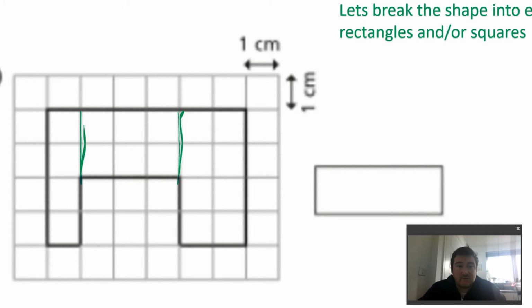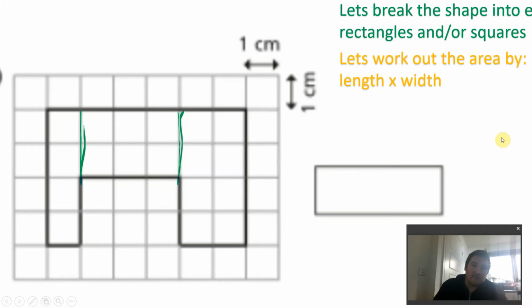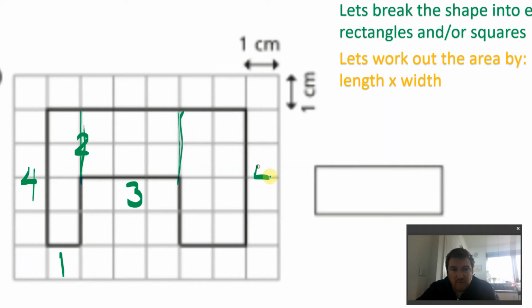So you have your three rectangles. Our next step is to work out the area by timesing the length by the width. So how long is this shape? Well, this is 4. How wide is this shape? This is 1. How long and wide is this shape? Well, it's 1, 2, and 1, 2, 3. And how long and wide is this shape? 1, 2, 3, 4, and it's 2 wide.